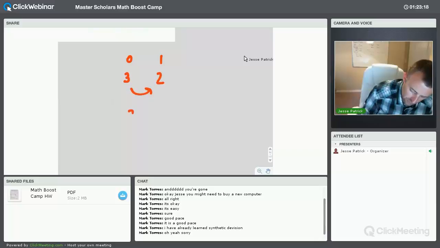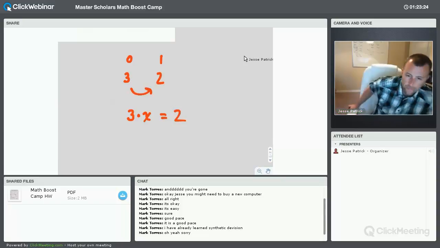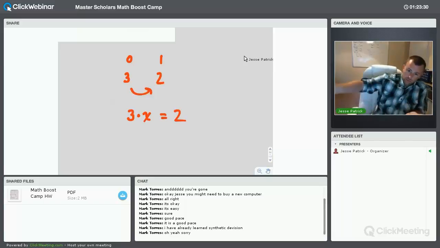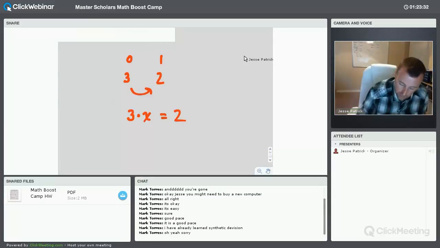Here's how you kind of work it out. Here's what you're asking yourself. 3 times what number will give me 2? That's what you're trying to figure out. What am I multiplying by? 3 times something would be 2. It's a common multiple every time. So here you would just have to divide by 3.